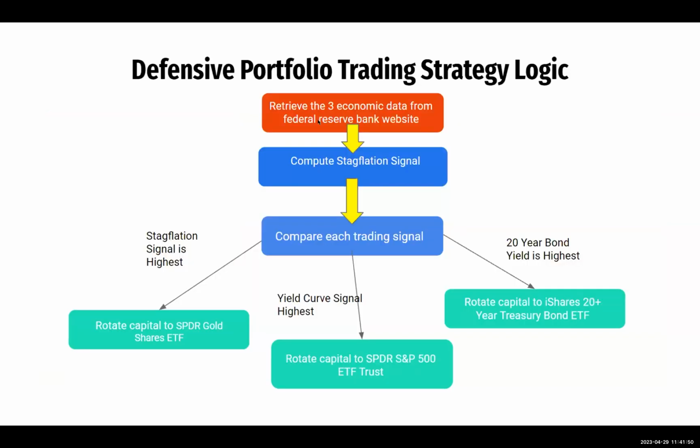So what's our logic? First of all, we retrieve the free economic data from the Federal Reserve Bank website. We compute the stagflation signals, and then we compare each trading signal. When the stagflation signal is the highest, we rotate the capital to the gold share ETF. If the U curve signal is the highest, we rotate the capital to invest in the S&P 500 ETF. Lastly, if the 20-year bond yield is the highest, we rotate the capital to the 20-year Treasury bond ETF.